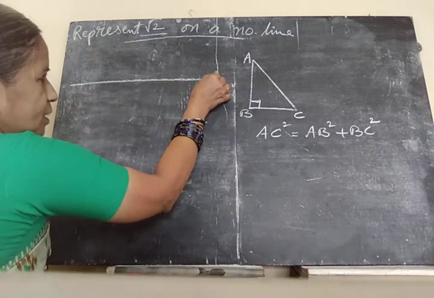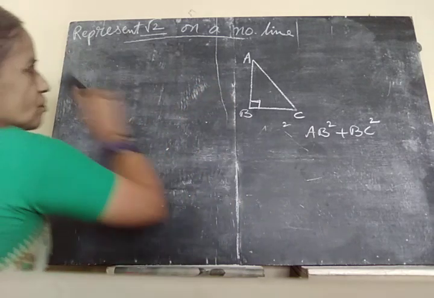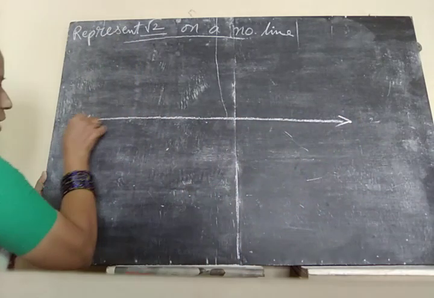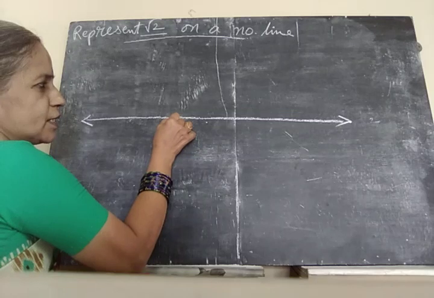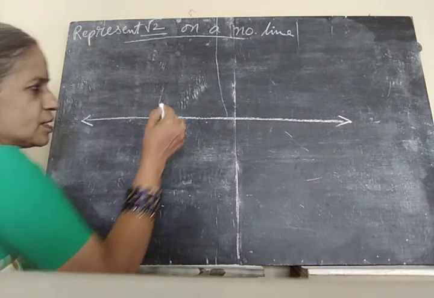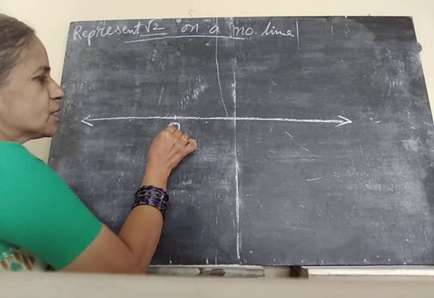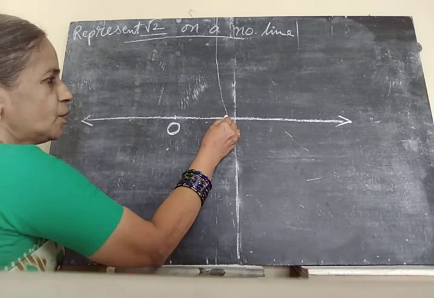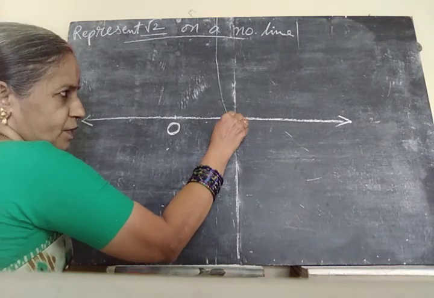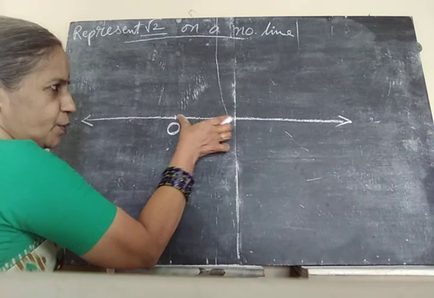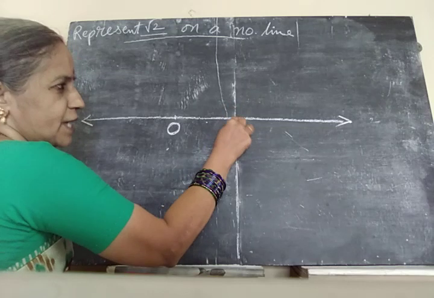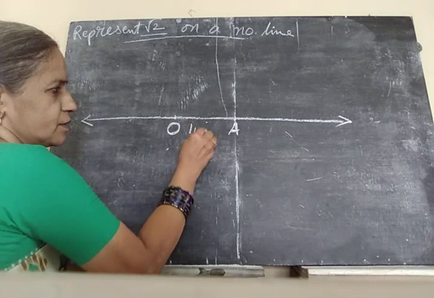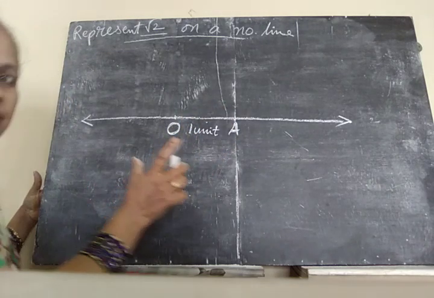Draw a number line and mark 0. This is 0, but let the point be named O. Now take 1 unit here, from 0 to 1. At 1 unit, mark the point as A. So OA is 1 unit. Understood? OA is 1 unit.